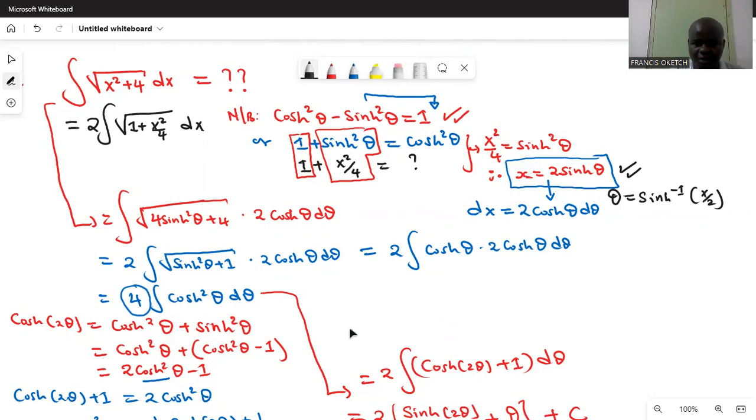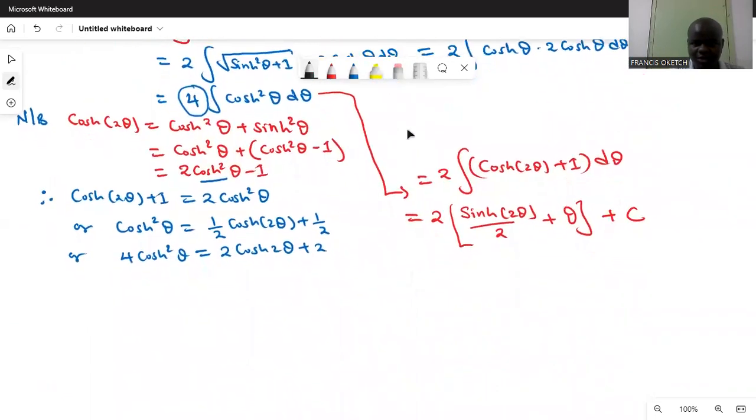Now we go back to our solution and substitute the value of theta. So our answer here will be equal to 2 times, of course, let me open the bracket before I substitute. It's better to open the bracket. Remember, we are multiplying by 2. So when you multiply by 2, this is what you'll get. You're going to get sine hyperbolic of 2 theta plus 2 theta plus c.